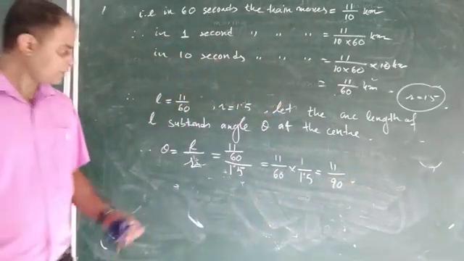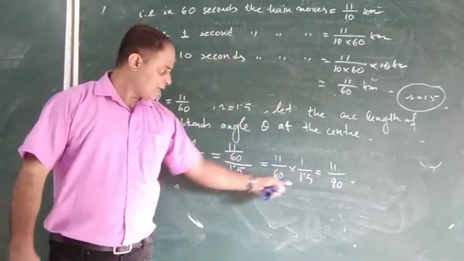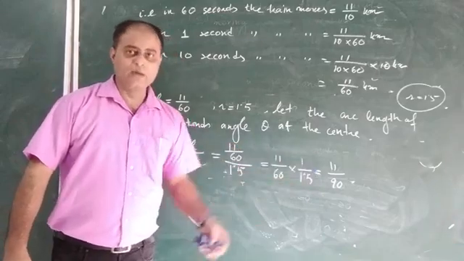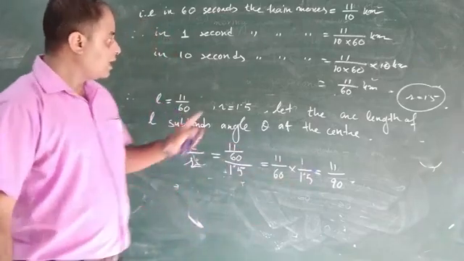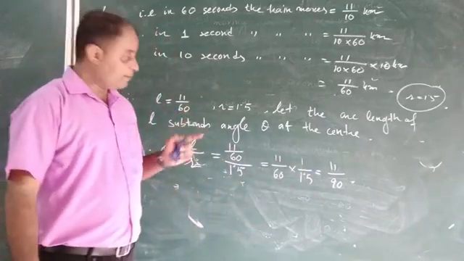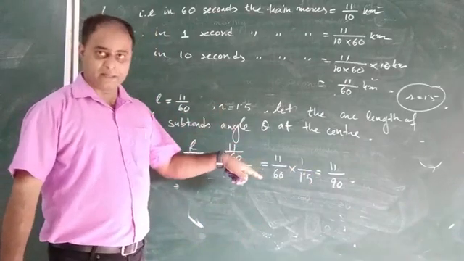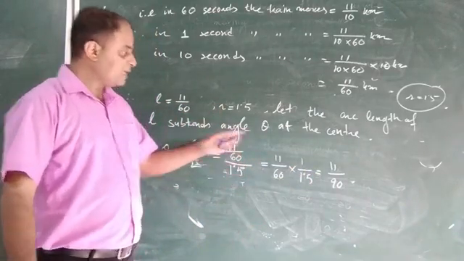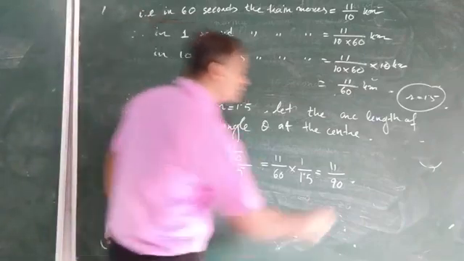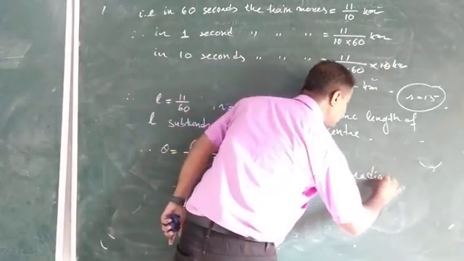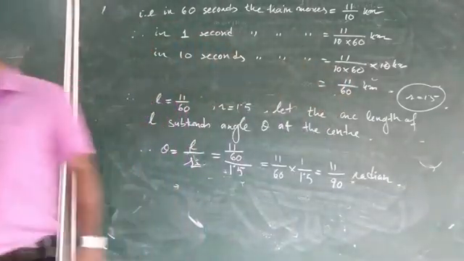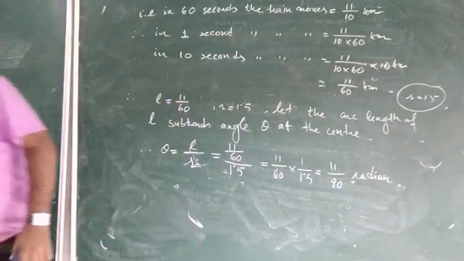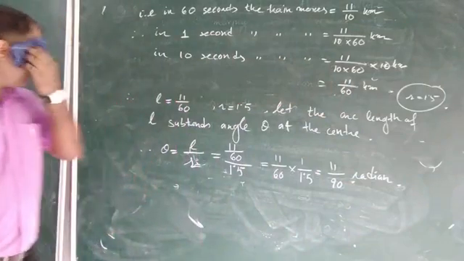One decimal place will come, so instead of 900 it will be 90. But we have to find the angle in degree measurement, not in radian measurement. It's 11 by 90, which is radian. The question asks for degrees, what degree angle, right?